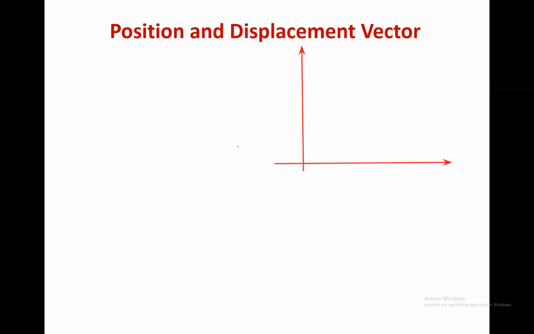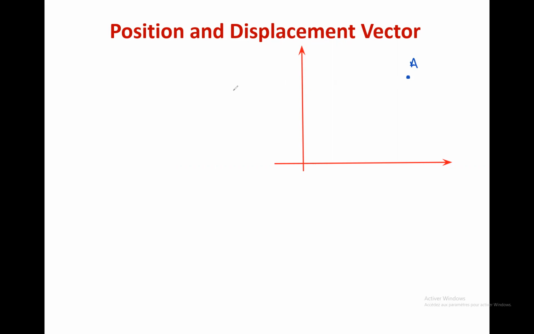The position and the displacement vector. First of all, we talk about the position. We consider a point A. When I say a point, it means a position. We don't have any object, just a position.